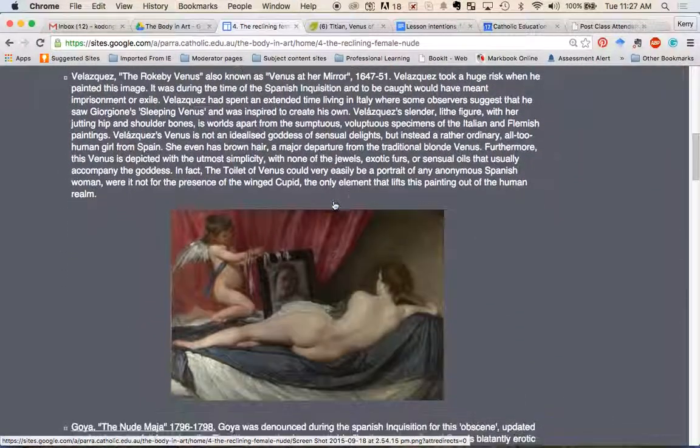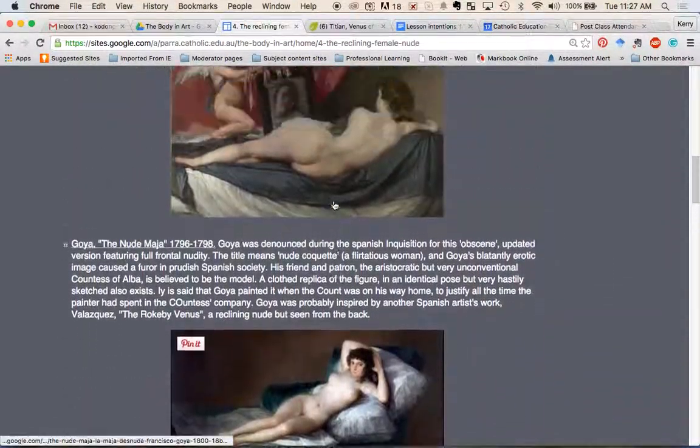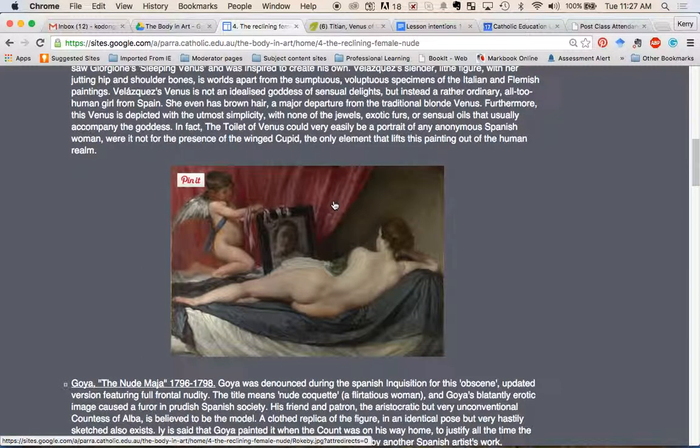From then on in, we start to see these women who are very beautiful objects of desire, because that's what they are. And we have a whole variety. We have Venus of Urbino, which you've just seen in the previous image. This one here is called the Rokeby Venus. And this one is a Spanish work by Velázquez.